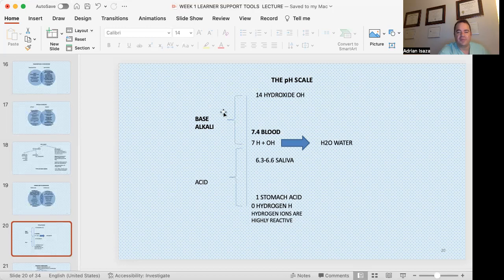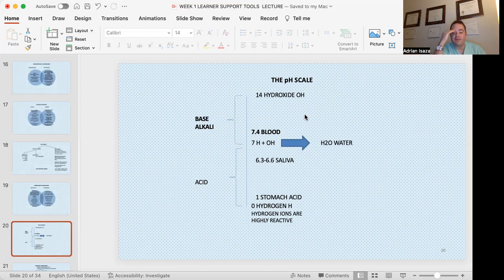Make sure you also know that base is also known as alkali. Our blood has a pH of 7.4, which means it's slightly basic, right? Water is neutral. As you can see, it's right in the middle. When you have a lot of hydrogen, that makes something acidic. The stomach makes hydrochloric acid, and that's a very strong acid, so that's going to be closer to 1, or 0. And then we have alkaline, which is right over 7. Any pH over 7 would be considered alkaline or basic.